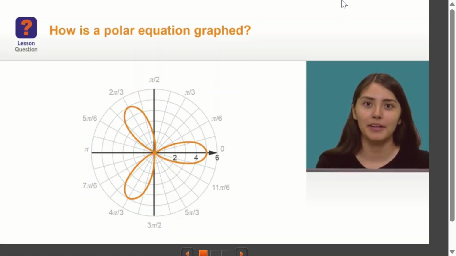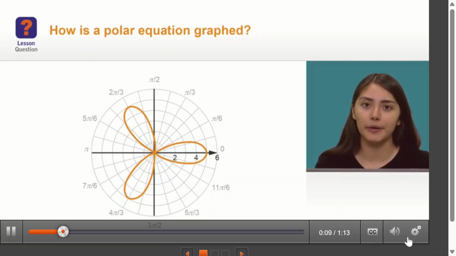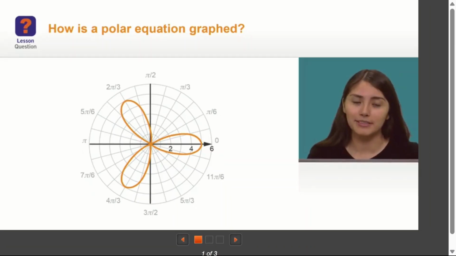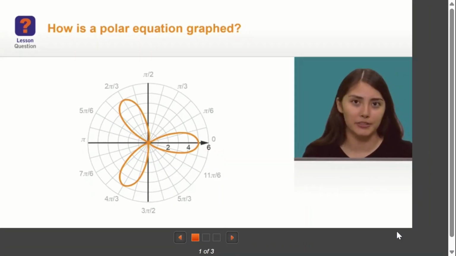Hello and welcome. Look at the graph on the screen here. This is an example of the graph of a polar equation. Just like graphs on a rectangular coordinate system help to provide visual representations of linear, quadratic, and other types of equations, polar graphs are useful for providing visual representations of polar equations.